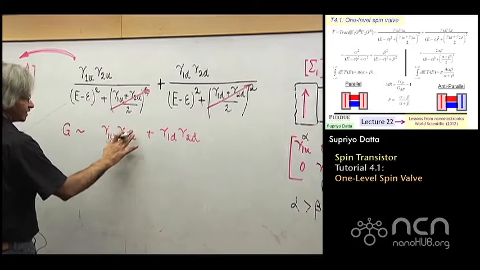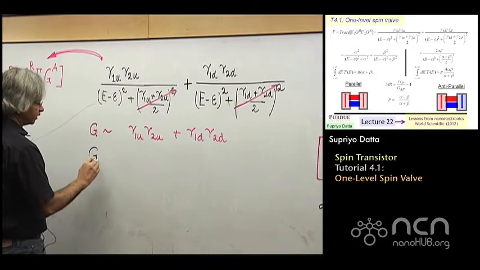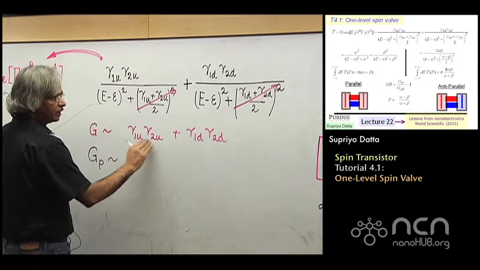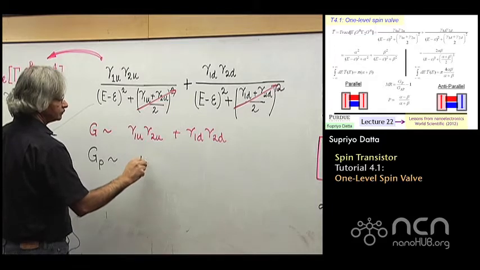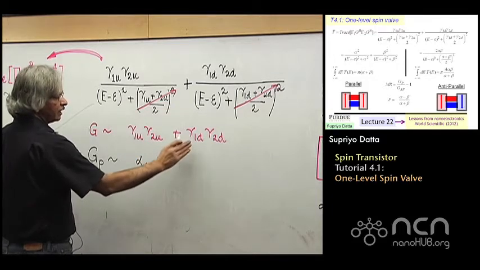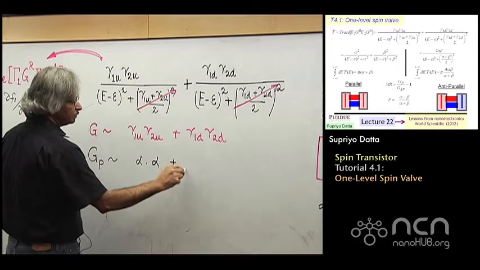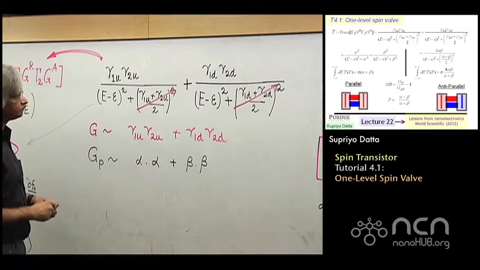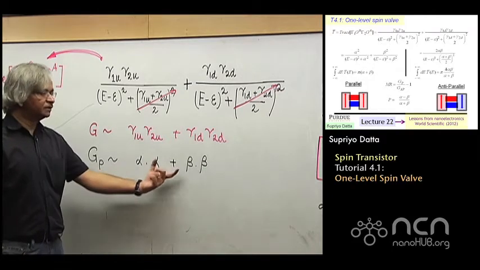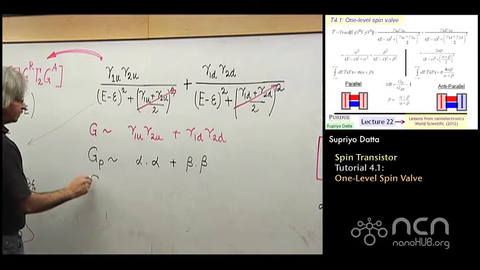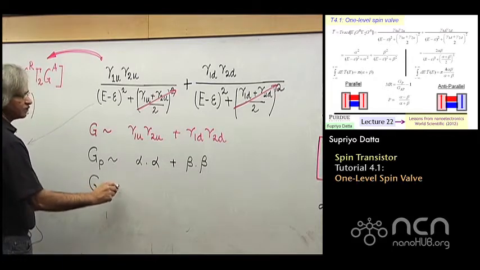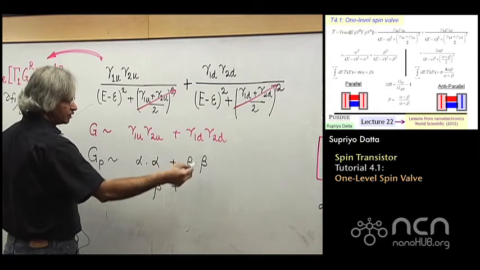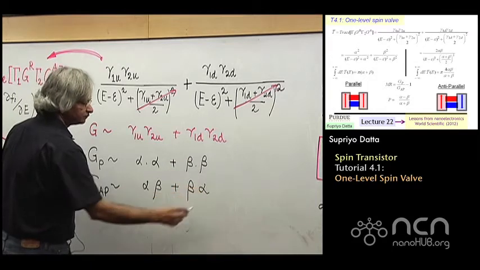So in order to extract the conductance of, say, the parallel configuration, what I'd do is say, okay, gamma 1 up and gamma 2 up are both alphas. So it's alpha times alpha. And gamma 1 down and gamma 2 down are both betas. See? So that's how you'd get the G parallel. And if you wanted the G anti-parallel, you'd say one of them is alpha, the other is beta. And for this one, it's reversed. This is beta and that's alpha.